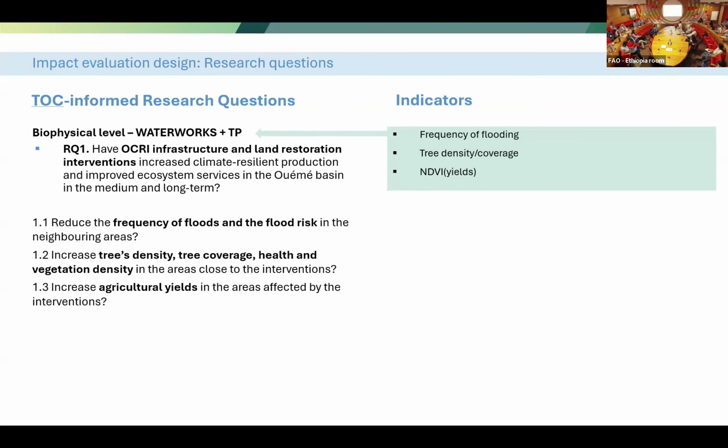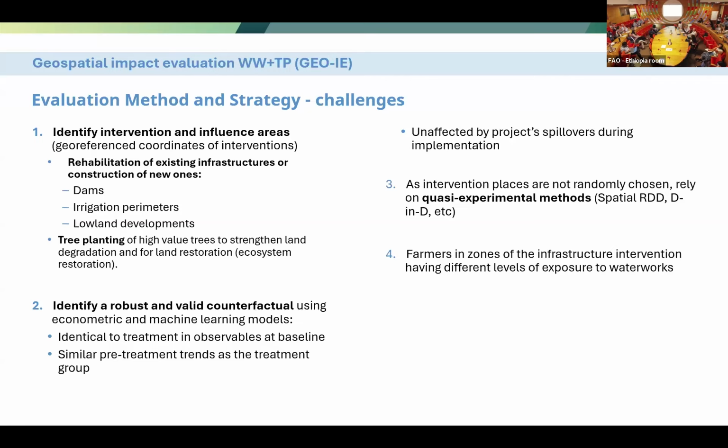So probably the product that Andrea presented is going to be very useful for us. There are other parts in terms of this intervention: increased tree planting, tree density, tree coverage, and the health of vegetation, vegetation density, sorry. And also maybe there is a potential to see increases in agricultural yields, where we're probably going to use NDVI or the kind of indicator that we have been seeing here.